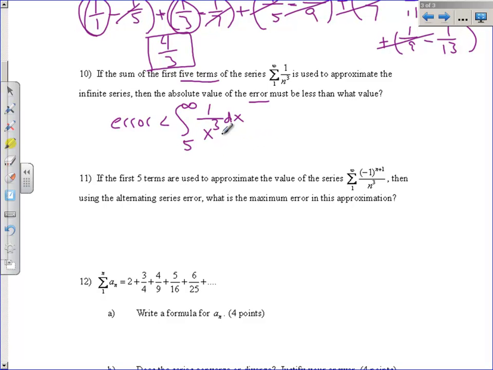And here I actually want you to figure out this value. For sake of time again, I want you to do that and find what the actual value of the integral is. But this setup will also give you some points.